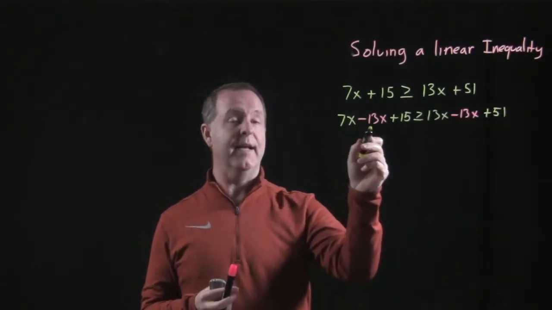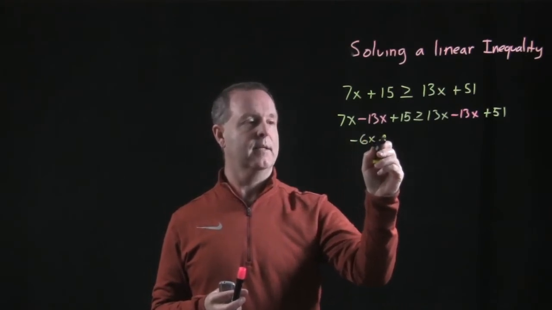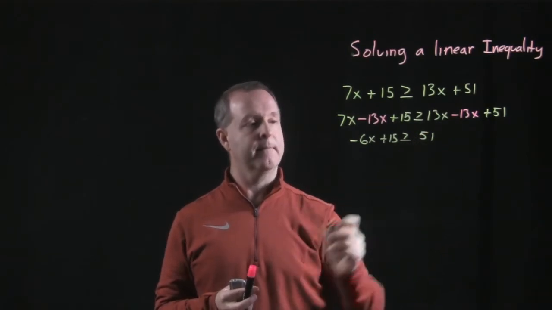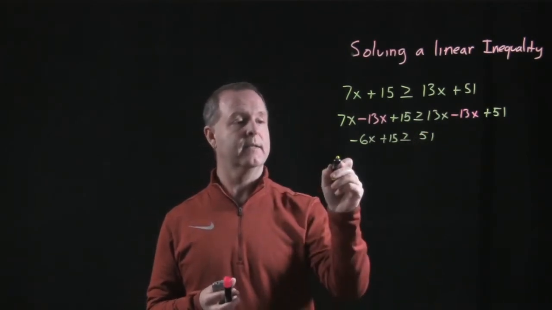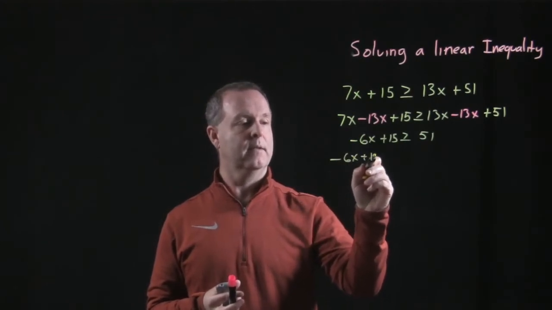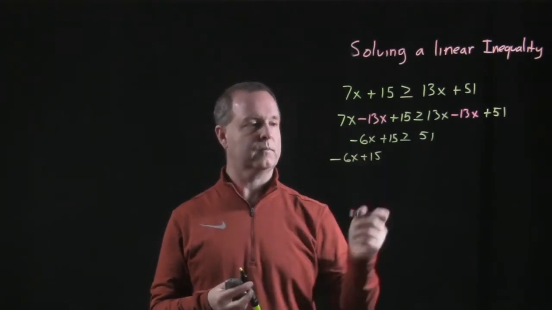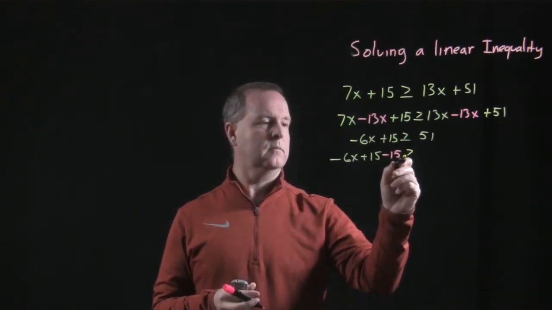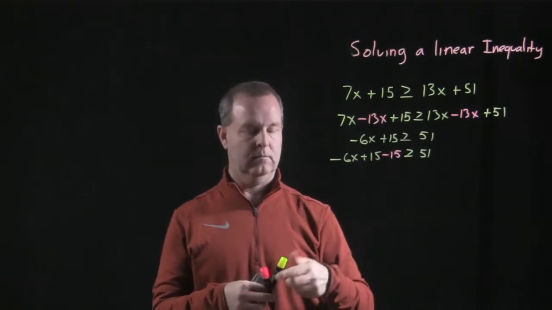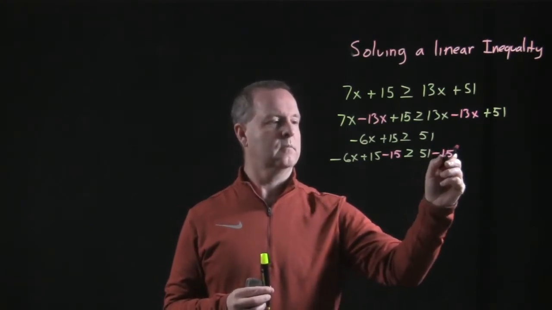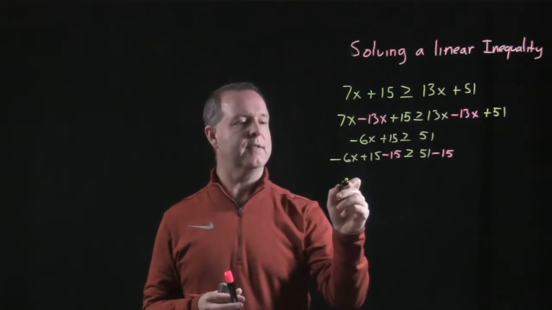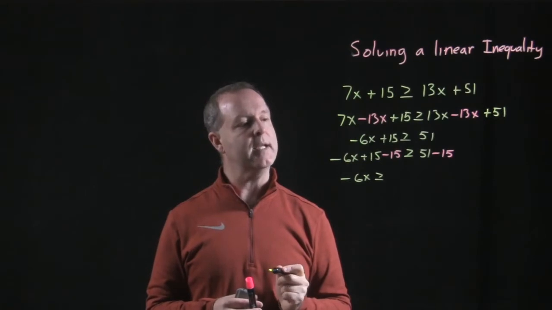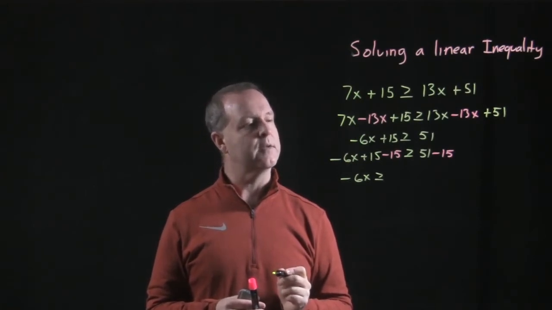Clean up our terms. 7x minus 13x gives me a negative 6x plus 15 greater than or equal to 51. Let's subtract 15 from both sides. So negative 6x plus 15. What do I have left? I have a negative 6x is greater than or equal to 51 minus 15, is 36.